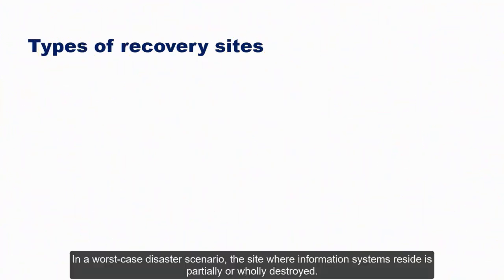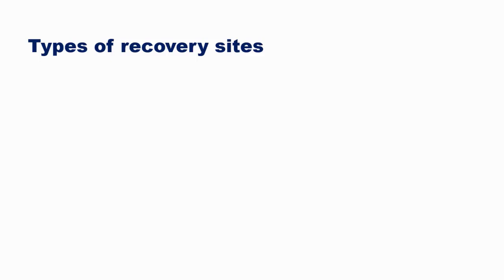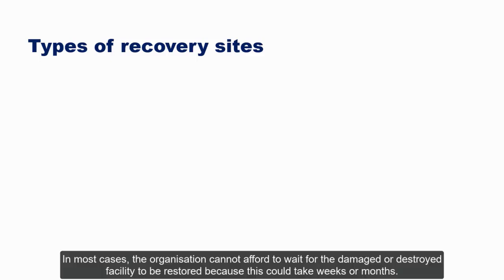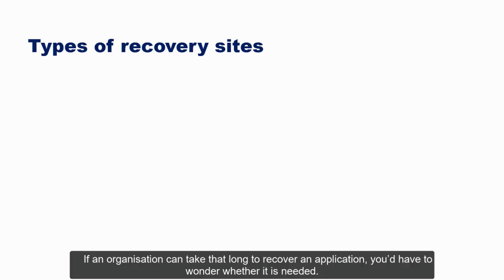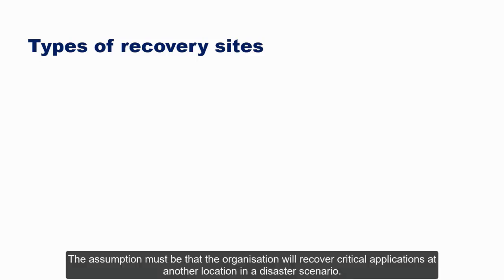Site recovery options. In a worst-case disaster scenario, the site where information systems reside is partially or wholly destroyed. In most cases, the organization cannot afford to wait for the damaged or destroyed facility to be restored because this could take weeks or months. If an organization can take that long to recover an application, you'd have to wonder whether it is needed. The assumption must be that the organization will recover critical applications at another location in a disaster scenario.